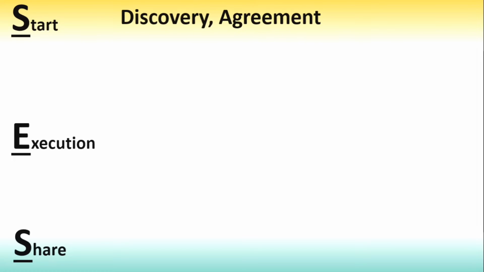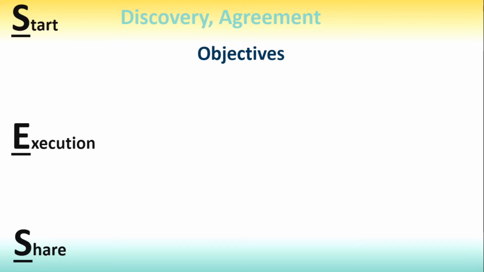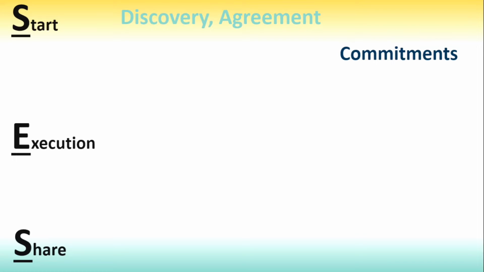So the start portion really is a discovery conversation that leads to agreement. Agreement on what is the purpose of the coaching relationship. Why are we doing this? What are the objectives? What do we want to see? What are the changes we need to see? And also, what commitments are we making?